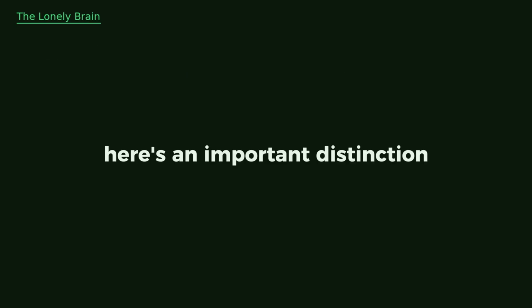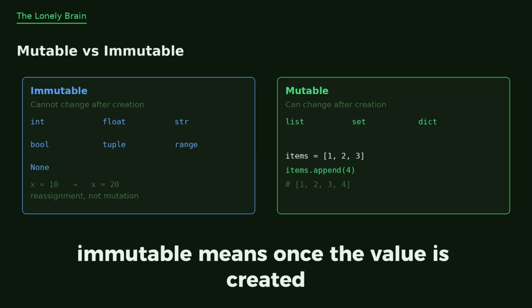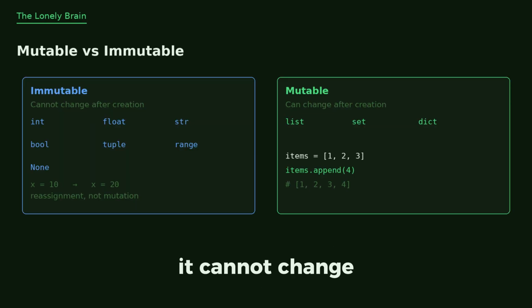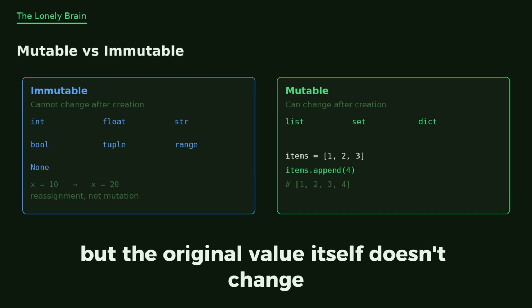Here's an important distinction. Mutable versus immutable types. Immutable means once the value is created, it cannot change. Integers, floats, strings, tuples, these are all immutable. You can point the variable at something new, but the original value itself doesn't change.